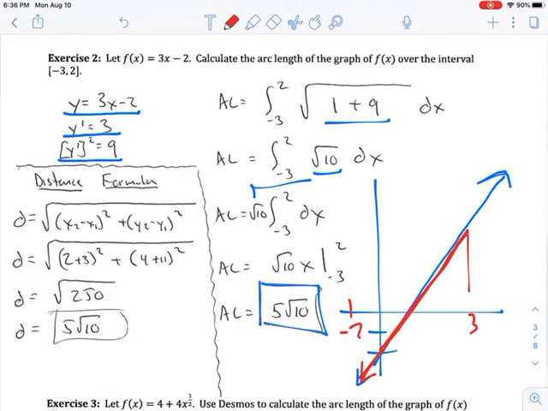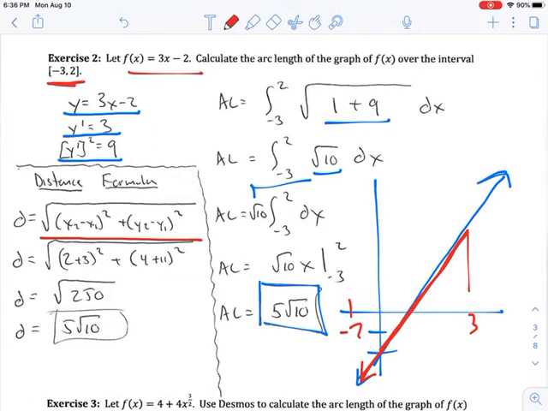So if we use the distance formula, which I wrote here in case you don't remember it, it's the square root of x2 minus x1 squared plus y2 minus y1 squared. These are the x values. To find the y values, you plug those into your functions.